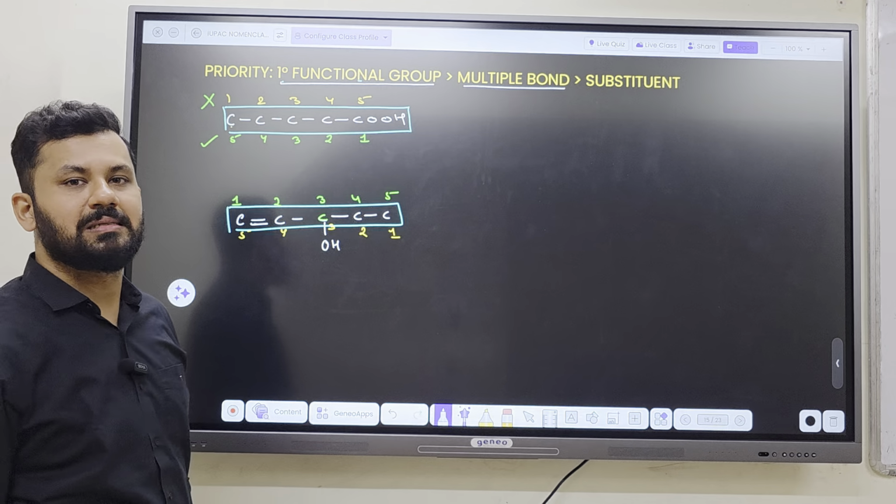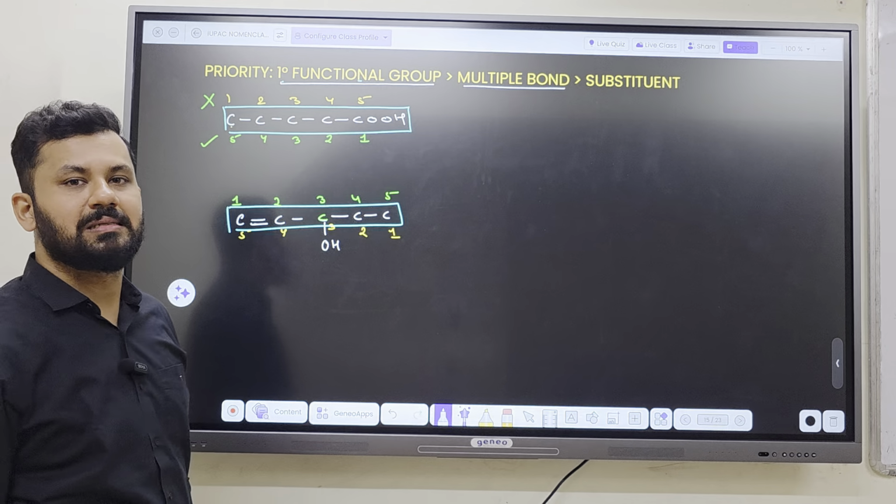Now, there is no functional group. Hence, I should jump to multiple bond criteria. I should assign minimum number to the multiple bonds. But there are 2 multiple bonds here. Here there is a double, here there is a triple bond.